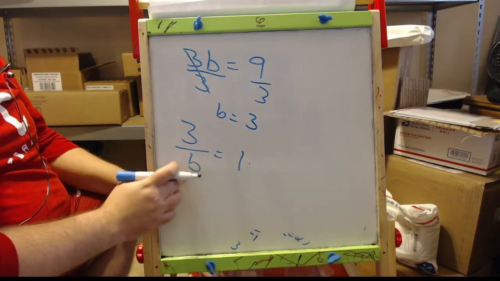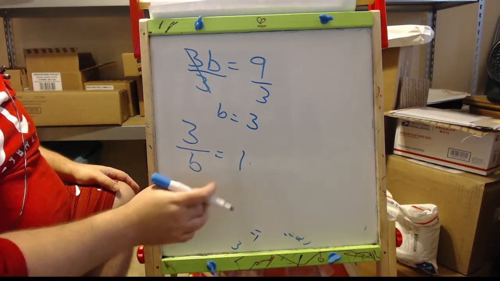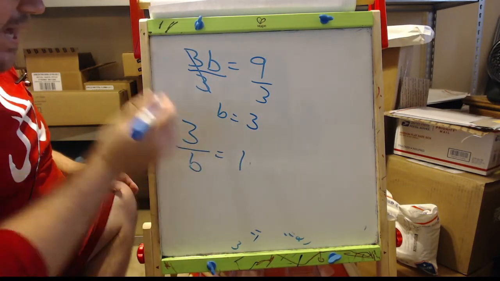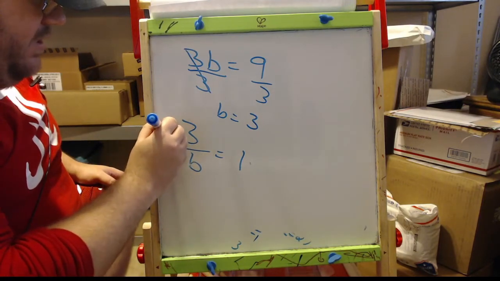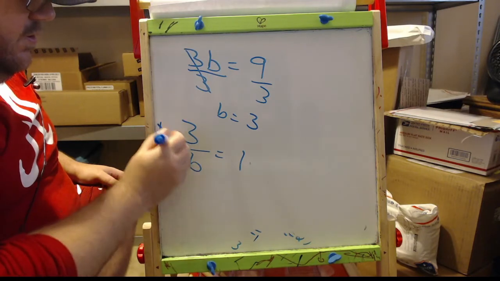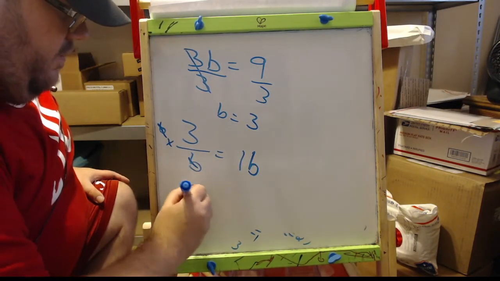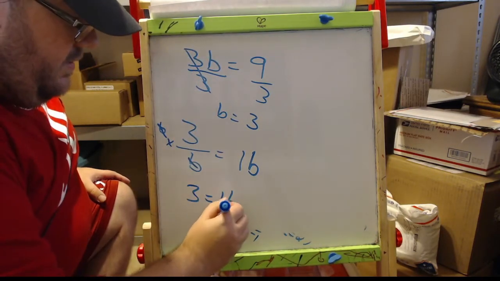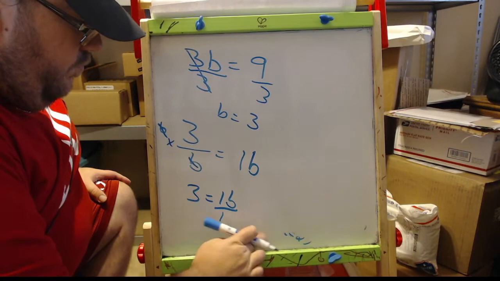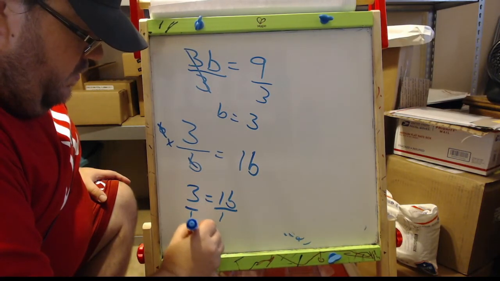Down here, the b is in the denominator. I need it in the numerator. So what I do, and this is up to you, I multiply each side by b first, so that this cancels out and this comes up. So I'd be left with 3 equals 1b. Divide each side by 1, and therefore b equals 3.